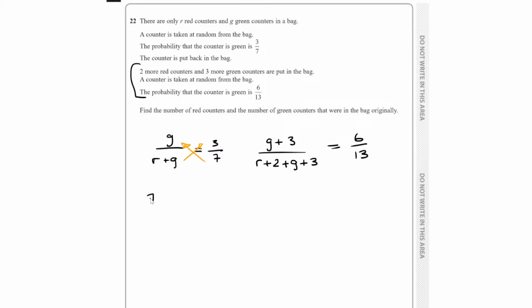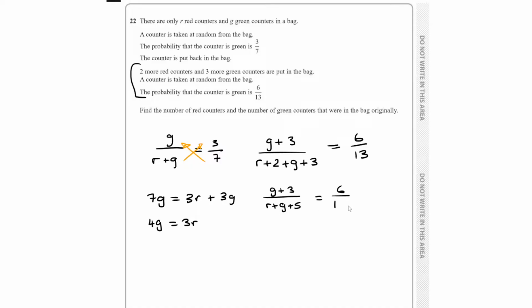So that would be 7G is equal to 3R plus 3G if I were to expand that. And I would probably just collect the G's, might as well. So I'll take away 3G, so I get 4G equals 3R. That's a bit more straightforward, isn't it, that one there? For this one, obviously add the 3 and the 2 because those are like terms. You get R plus G plus 5.